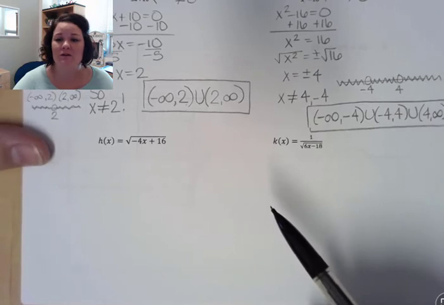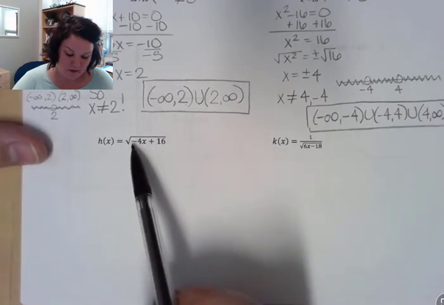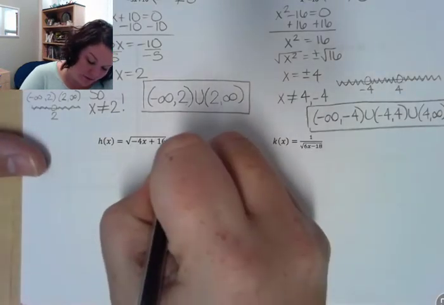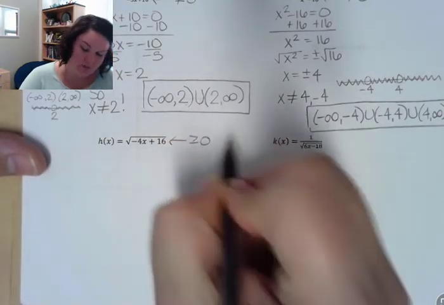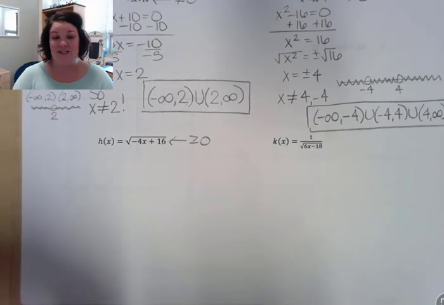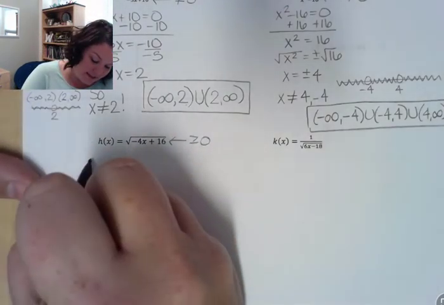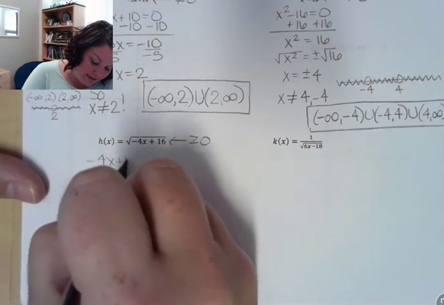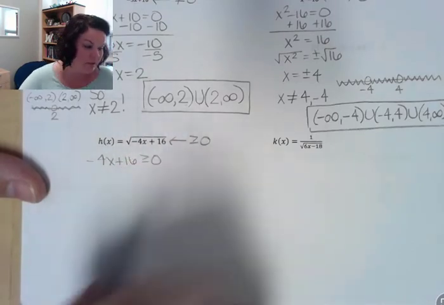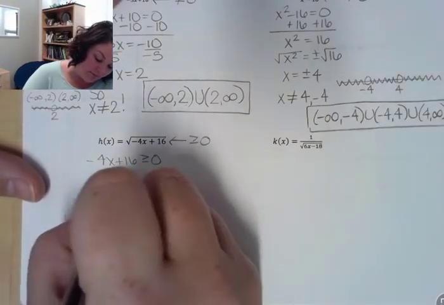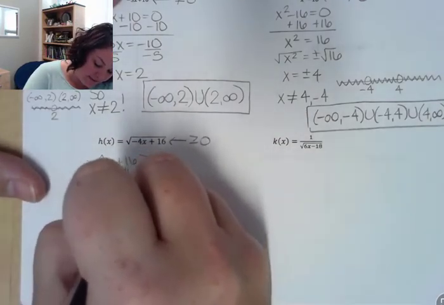All right, so we're going to look at some with radicals. So remember, with radicals, whatever's underneath our radical has to stay positive. So whatever's under here has to be greater than or equal to 0, right? It can't be 0. It just can't be negative, okay? So positive or 0. So I'm just going to take negative 4x plus 16 and set it greater than or equal to 0. And then I'm going to solve this. So I'm going to move my 16 to the other side by subtracting.